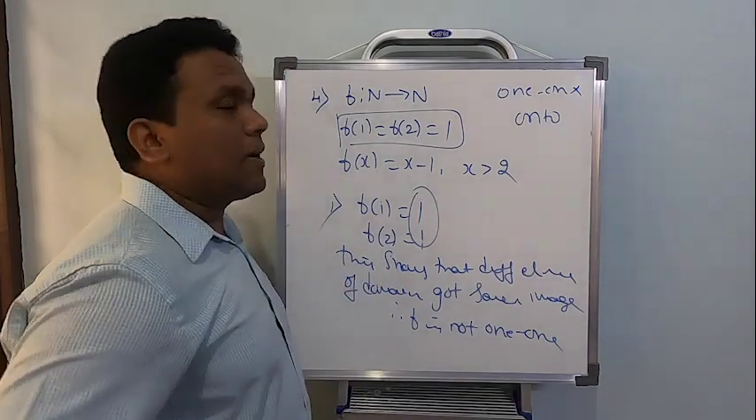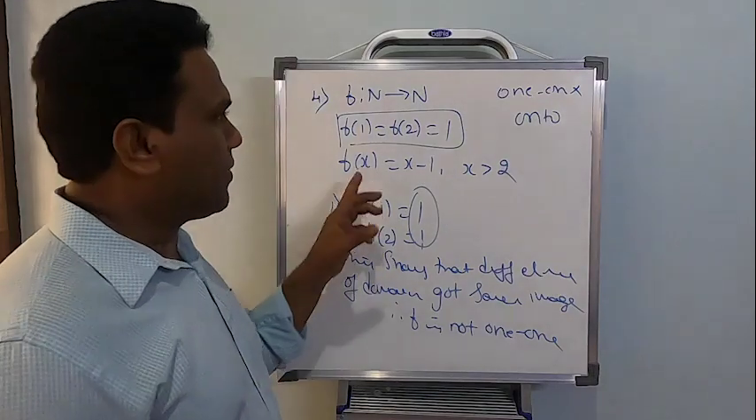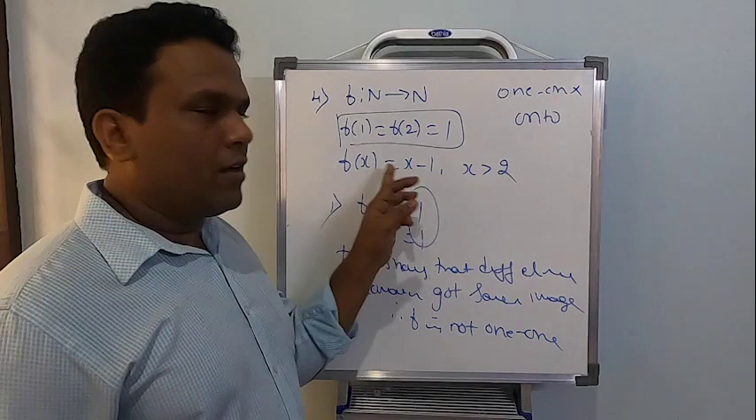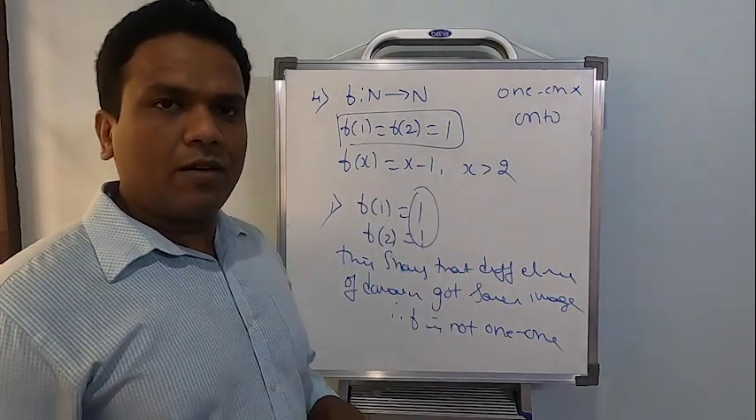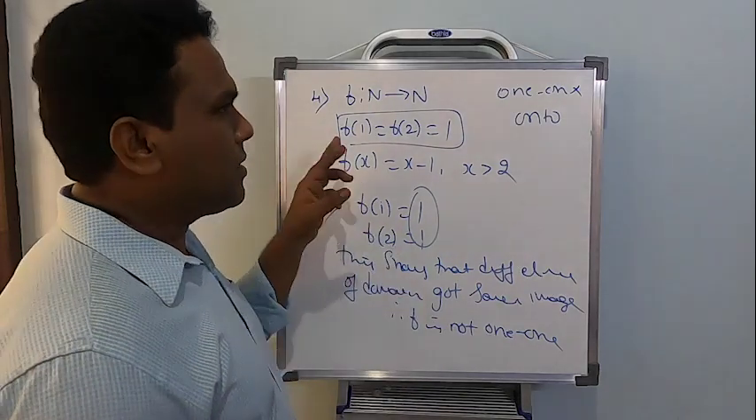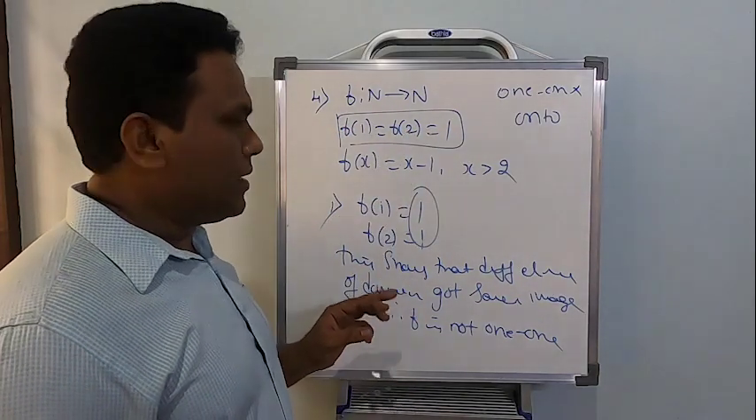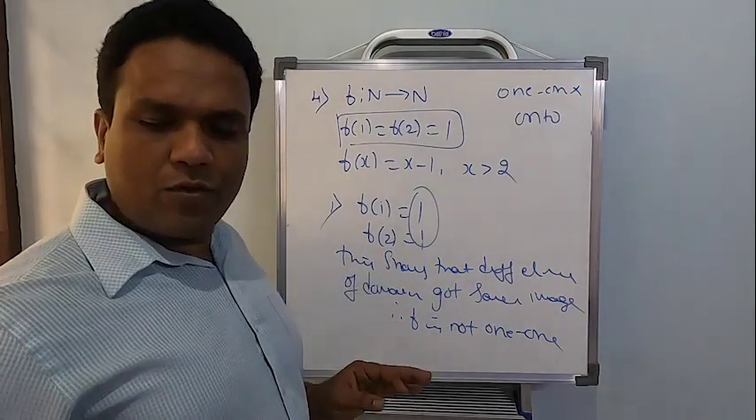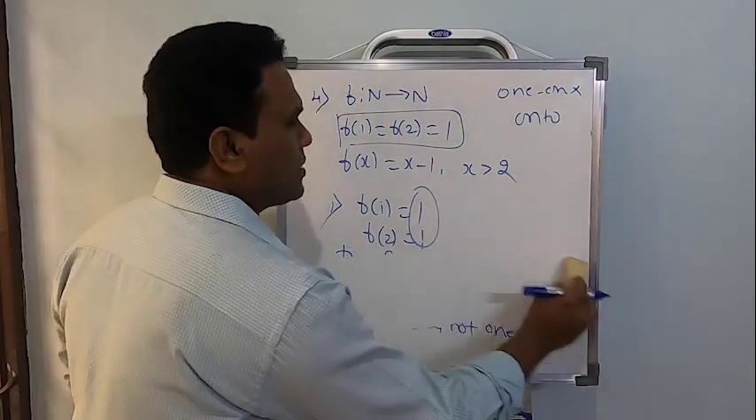But look at that. If I leave this, the remaining are going to be one-one. f of 3 is 2, f of 4 is 3, f of 5 is 4. From here onward, the concept of different elements, different images is fine. But in the beginning, when I take f of 1 equal to f of 2 equal to 1, this shows that the elements are different but the images are the same. Therefore f is not going to be one-one. I hope it's clear, students.